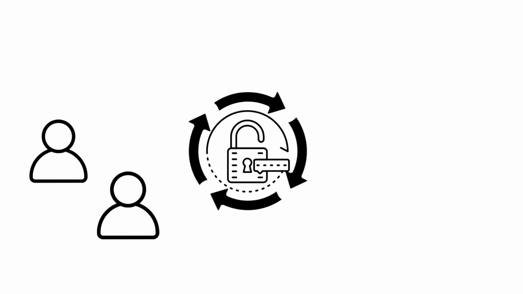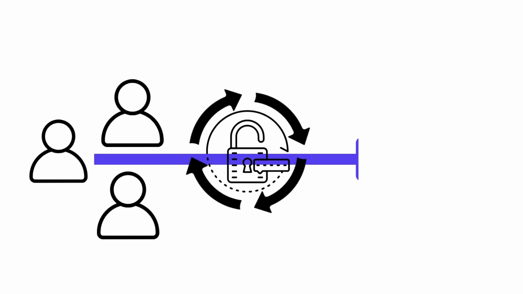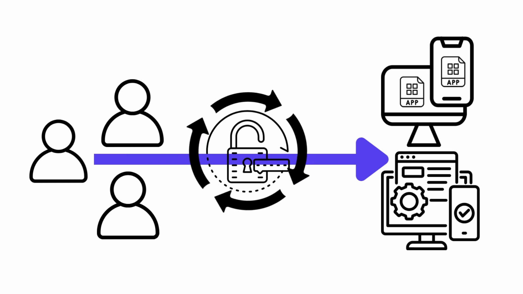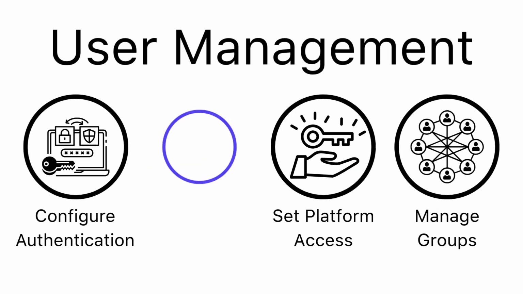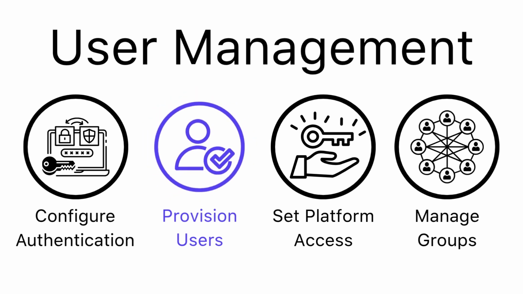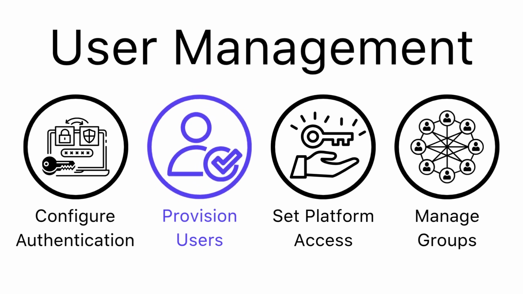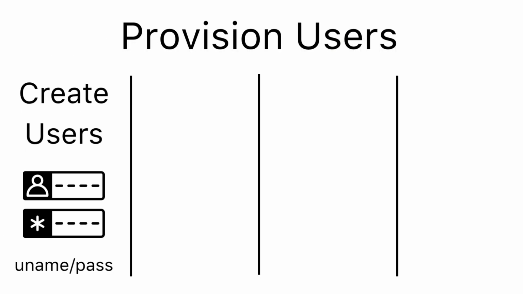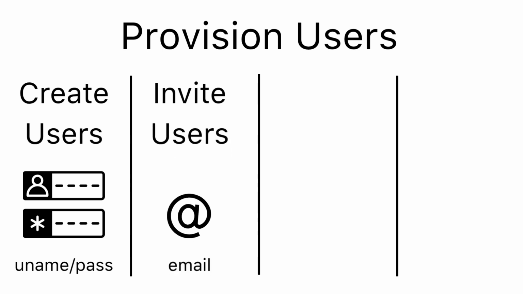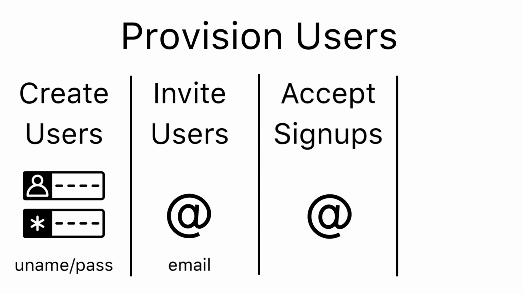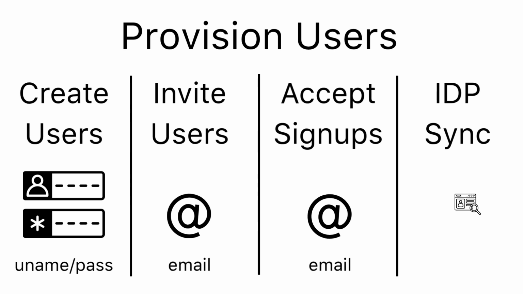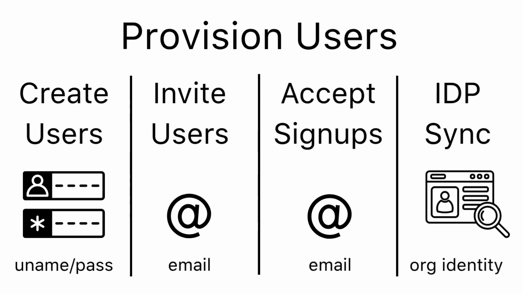Once configured, your users will be able to log into Netmaker, either for network access or platform access, using the specified mechanism. However, you still need to provision your users, which depends on the methods of authentication you have configured. If you're using Basic Auth, you'll likely create your users directly with username and password. If using Oauth, you will most likely invite your users over email. You also have the option to let them request access, which you can approve or deny. Lastly, with IDP integration, all of your users can be synced directly from your organization.